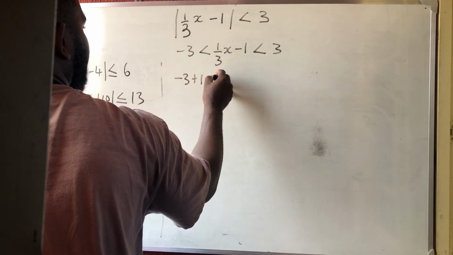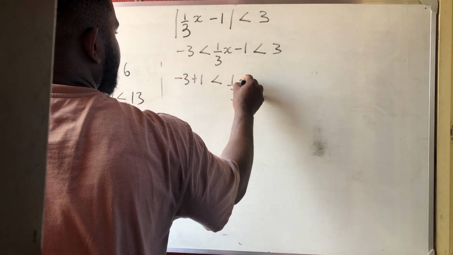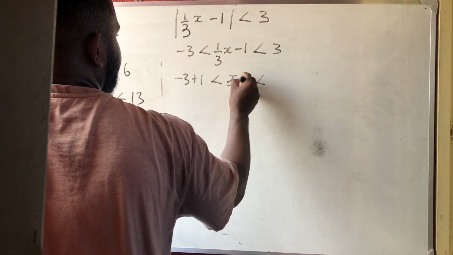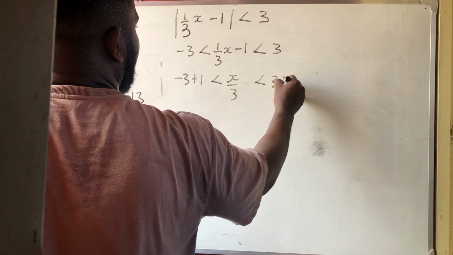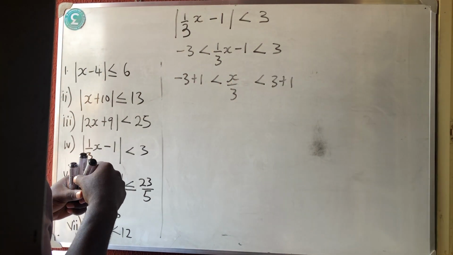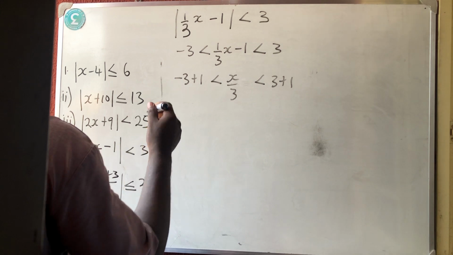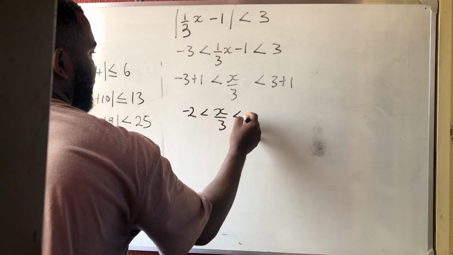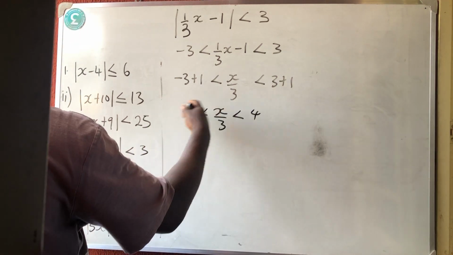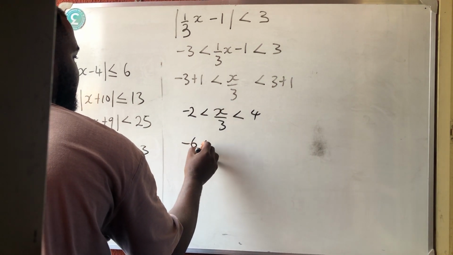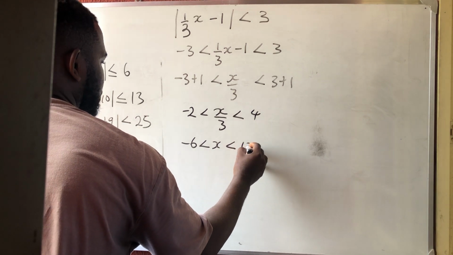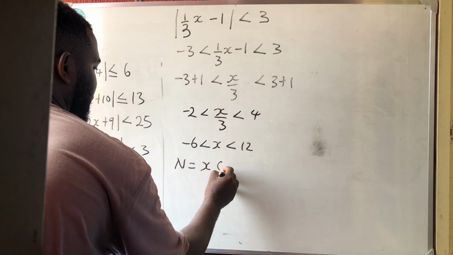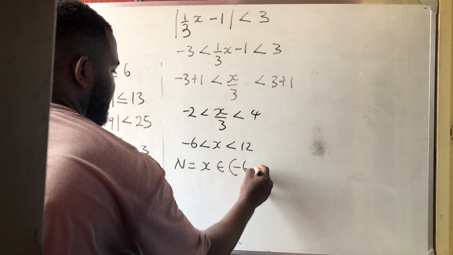Minus 3 plus 1 is less than 1 over 3x, which is less than what? 1 over 3x can be written as x over 3. So which is less than what? 3 plus 1. So this and this will give you what? These two will give you minus 2 is less than x over 3, which is less than what? 4. So multiply everybody by 3 to have what? Minus 6 is less than x, which is less than what? 12. So the neighborhood is equal to what? x, which is an element of the open interval of minus 6 and what? 12.